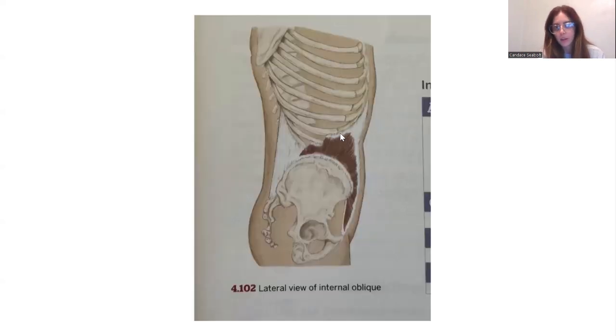So if we go back here, that insertion would be on the lower three ribs internally, and then we also have, though you can't really see it from this angle, the linea alba of the spine. So it could be like back here.